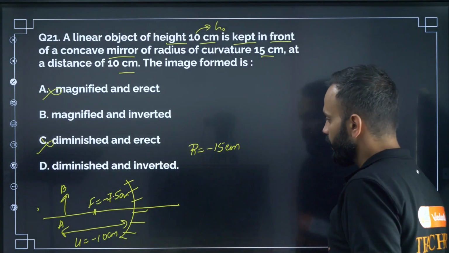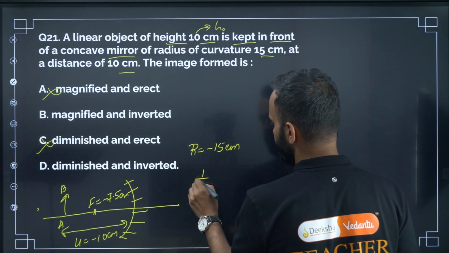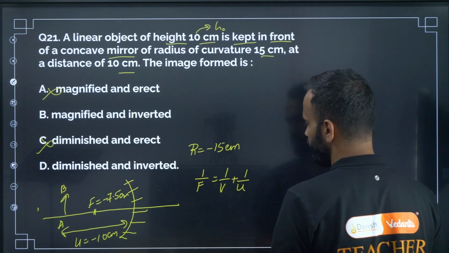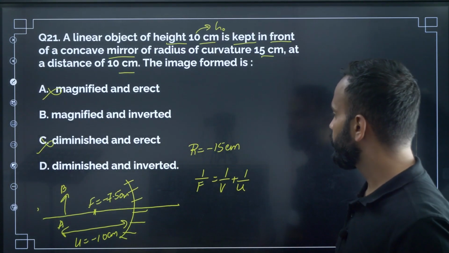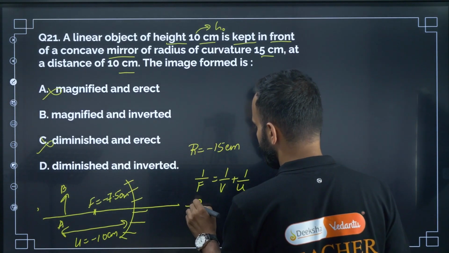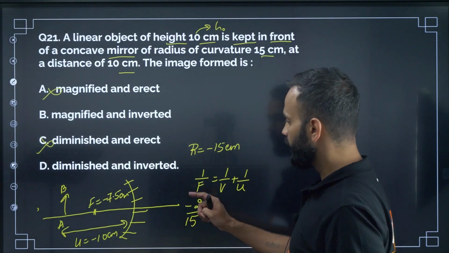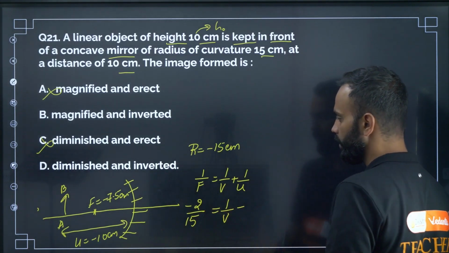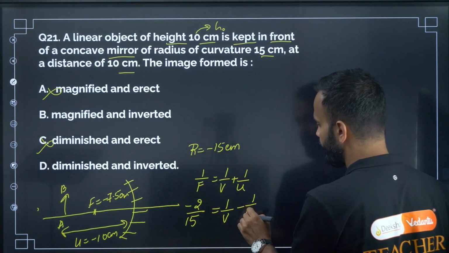So how to find? We know the mirror formula, right? 1 divided by f is equal to 1 by v plus 1 by u. So let us find v. We know the value of u, we know the value of f. So f is minus 2 divided by 15, the focal length of the concave mirror, which is equal to 1 divided by v plus 1 divided by u, that is minus 1 divided by 10.